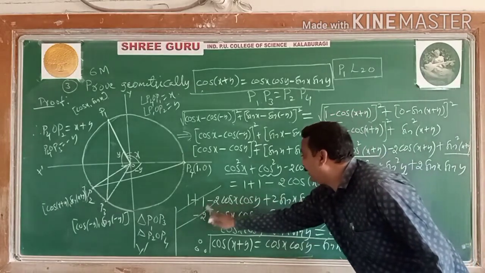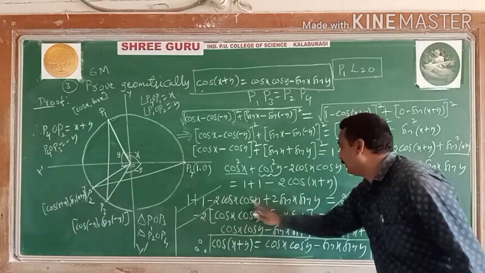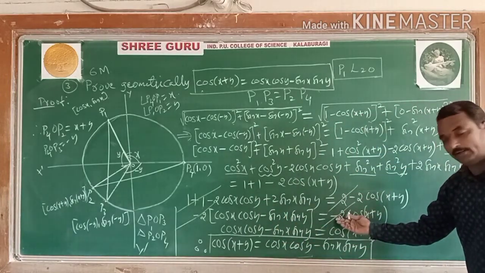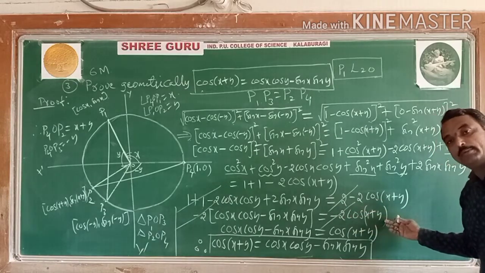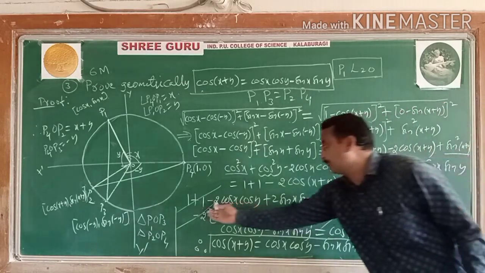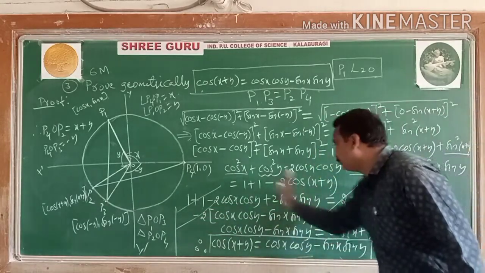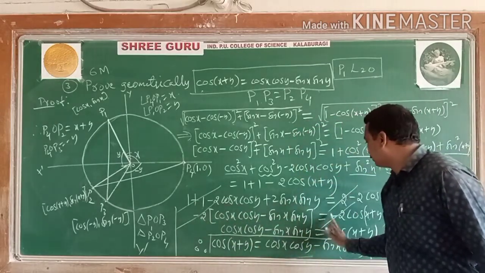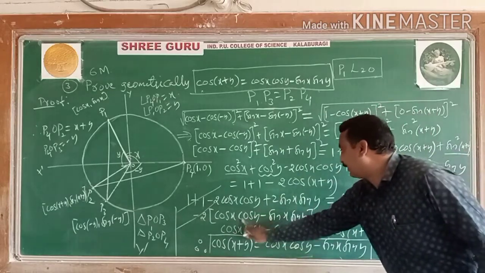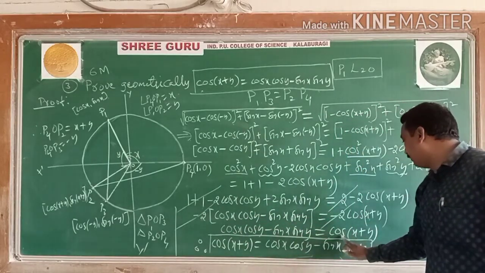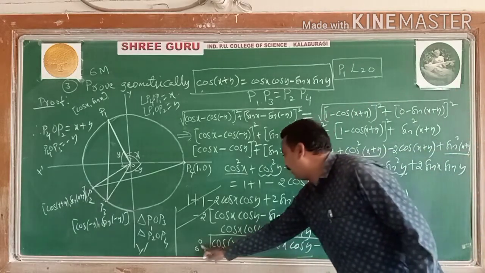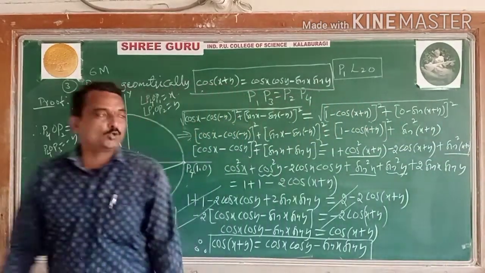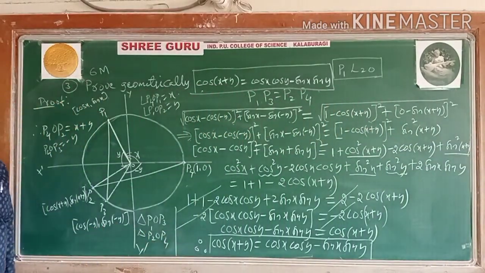In the remaining term I have taken minus 2 common: cos x cos y minus sin x sin y. Because of this negative sign, minus 2 cos of x plus y remains after cancelling the two terms. Therefore I have taken minus 2 common here, and the minus 2 multiplies this whole term, so the minus 2 gets cancelled. So cos x cos y minus sin x sin y is equal to cos of x plus y. Therefore cos of x plus y is equal to cos x cos y minus sin x sin y. Hence the proof.